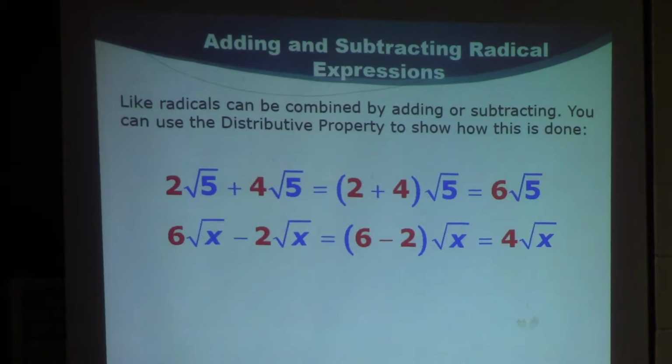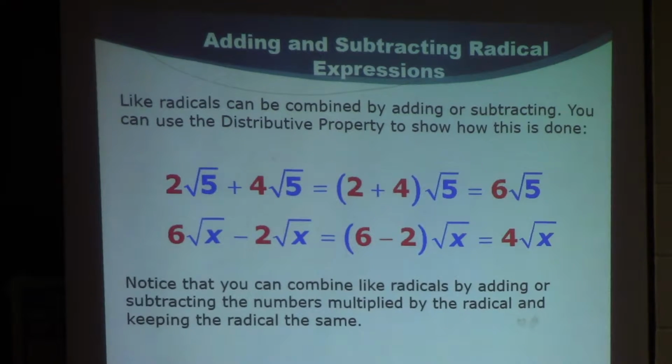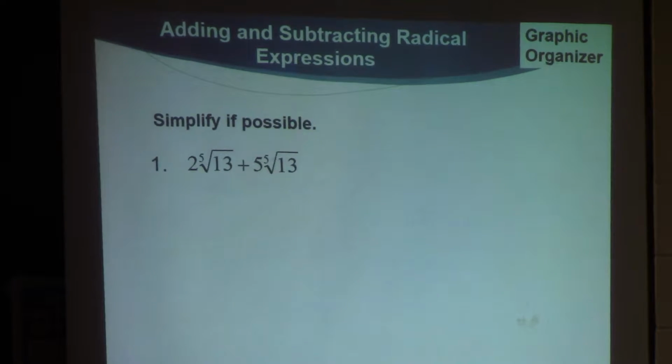Okay, anything hard about this? I think sometimes adding is a little bit easier. All right. Can I add these? Yes, okay, because my index is 5, and my radicand is 13. So yes, they match. So what am I going to add? 2 plus 5, which becomes 7.